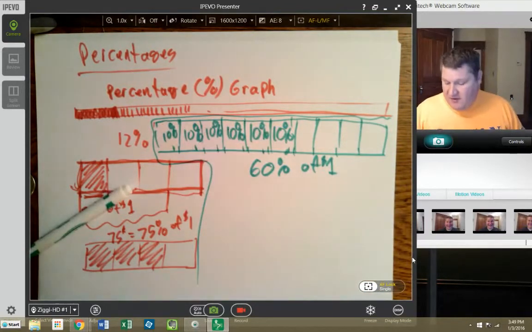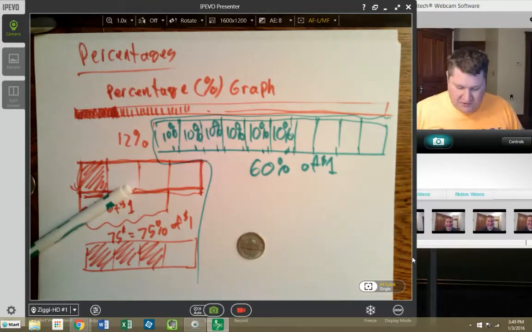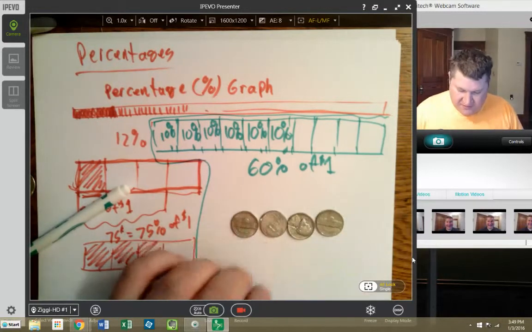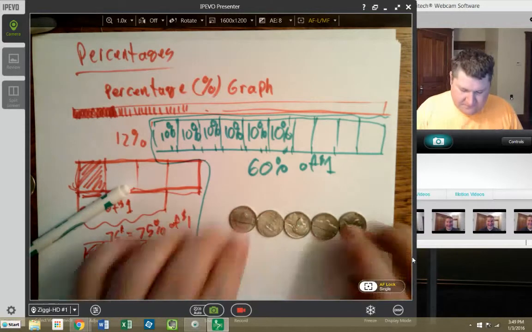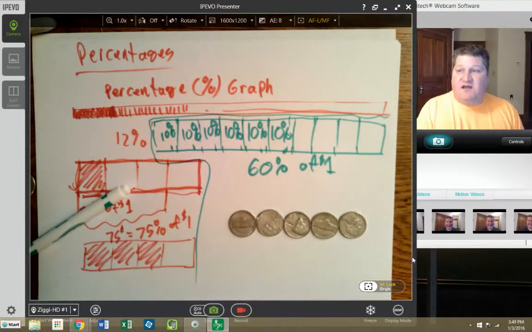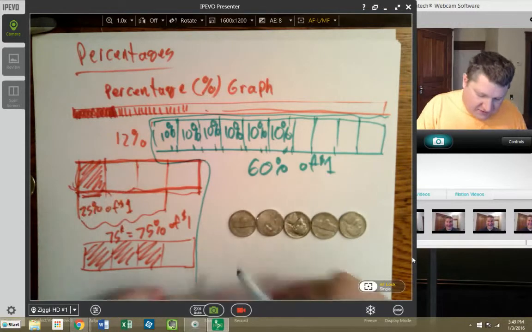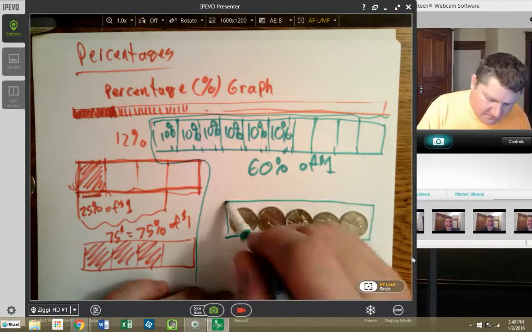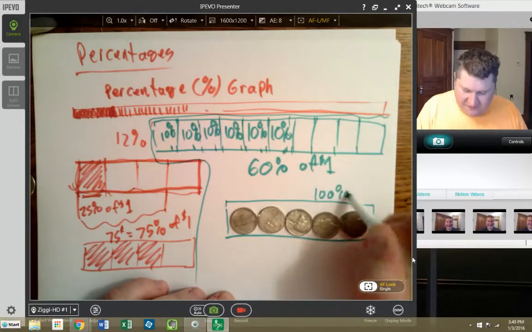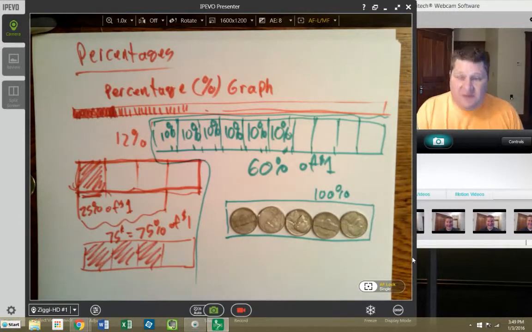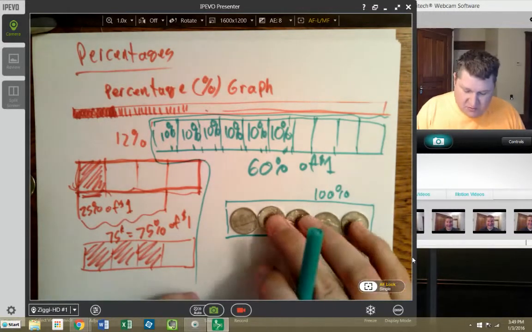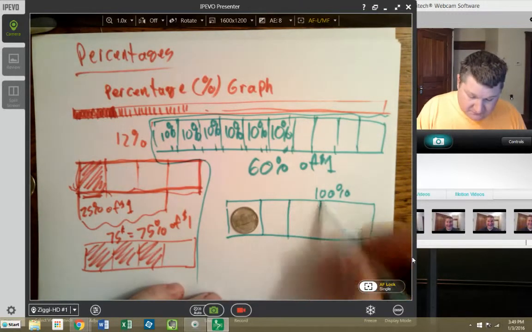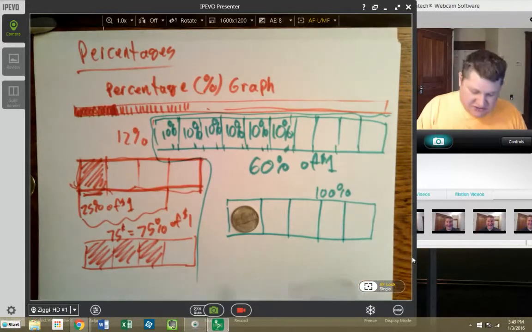So there we go. Now, by the way, we don't have to do it out of a whole dollar. In this case, I wouldn't want to use nickels for a whole dollar because I'd have to have 20 of them. But in this case, I have 5 nickels. So out of 5 nickels, we're going to call my 5 nickels 100%. So that's all the nickels I have. That's 100%. My question to you is, what percentage of nickels are on this graph at this point? What percentage of nickels?